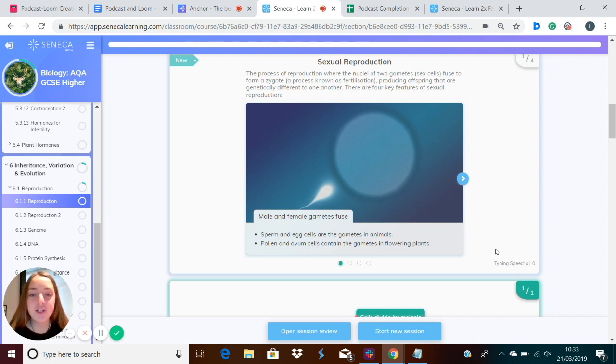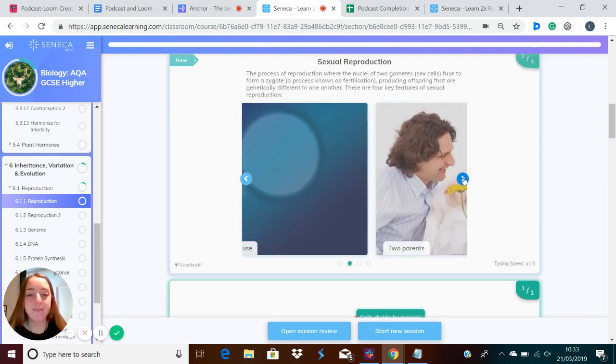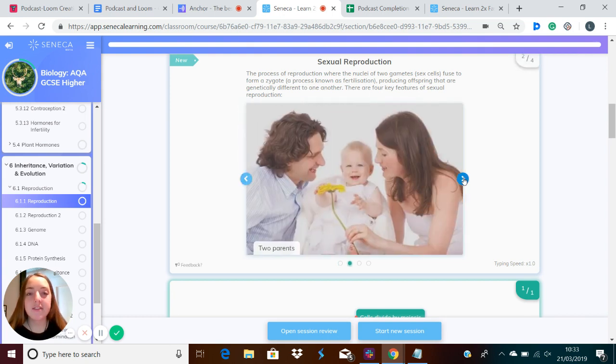So one of these features is the fusion of male and female gametes. So gametes are the sex cells, and the male sex cells are sperm cells in animals and pollen cells in flowering plants. The female gametes are the egg cells in animals and the ovum cells in flowering plants. So for sexual reproduction, you have two parents. So in animals, that would be your mum and dad.